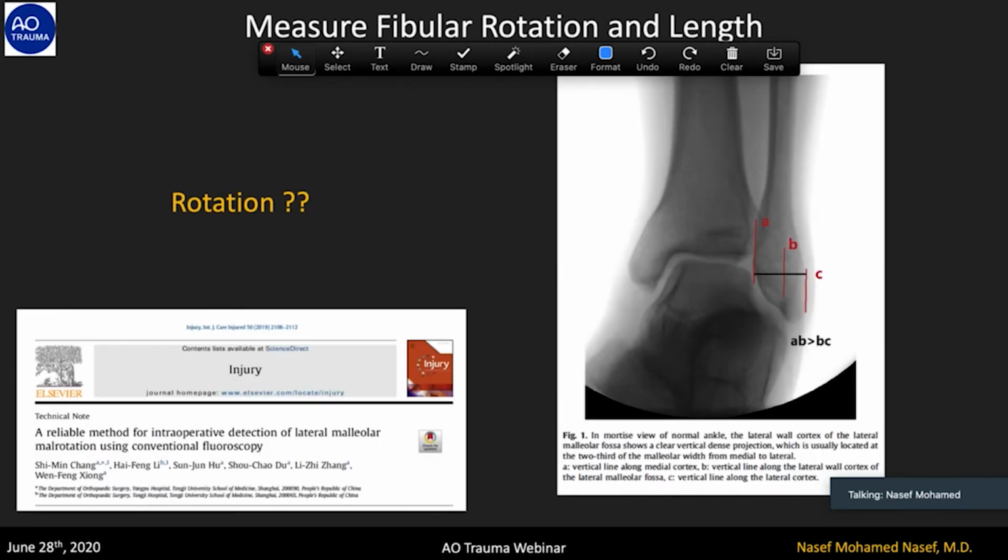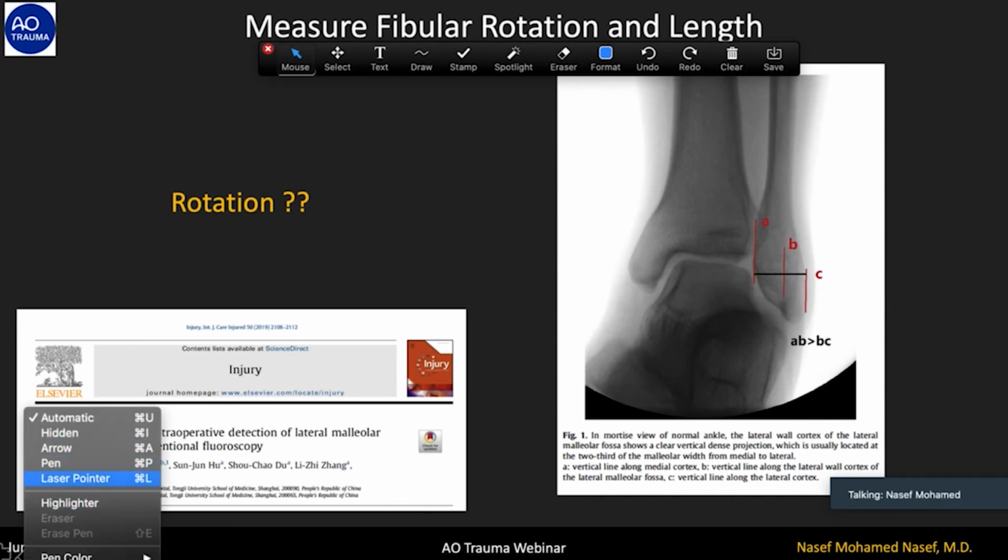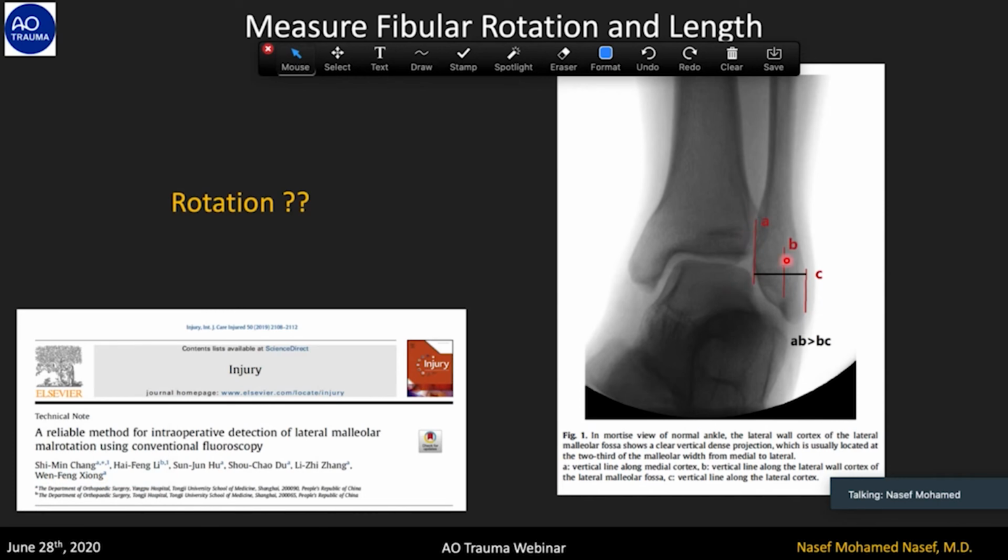But I came across a very nice paper in Injury, which came out in 2018. And this is a method to assess rotation. We do not have intraoperative CT in Egypt. We do not even have intraoperative weight-bearing CTs, which are now the standard. So if you take this, it's a reliable method. It has been proven. It has been validated. So you take a line across the lateral talar cortex and the medial talar cortex, and this is the malleolar fossa. Now AB, this line, should always be more than BC, and the number is almost 1.3.